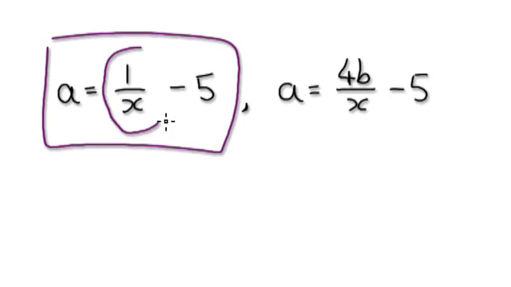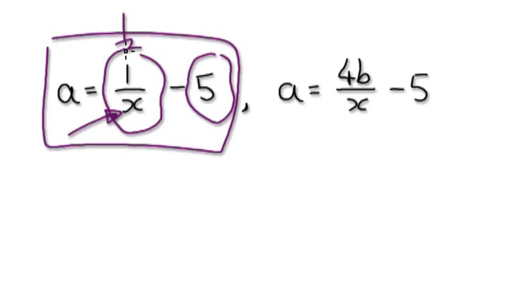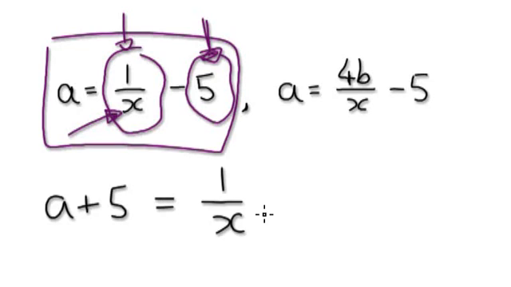So here, visualize this as one bubble taking away another bubble. Your eye should then zoom into the X here. X is stuck in this bubble. So let's kill off this one here, so that the X bubble could stand on its own. So here, add 5 to both sides. So here you would have a plus 5 on this side. On this side, it would be 1 over X.